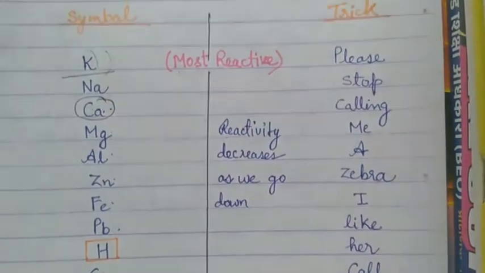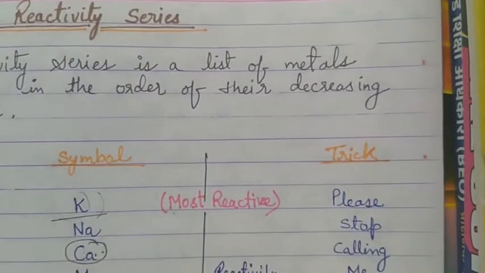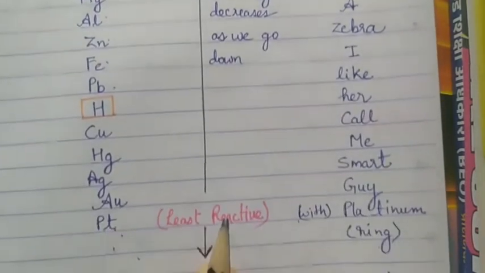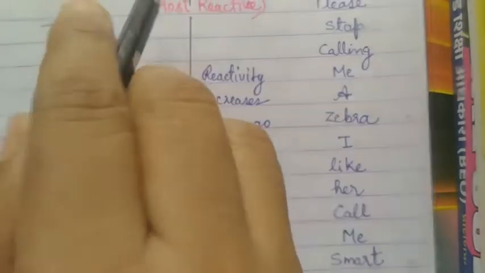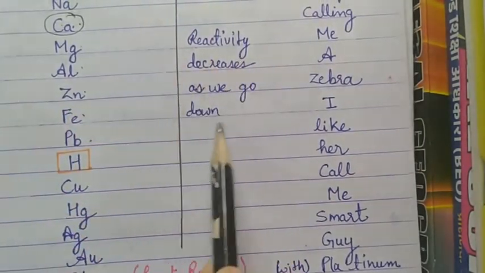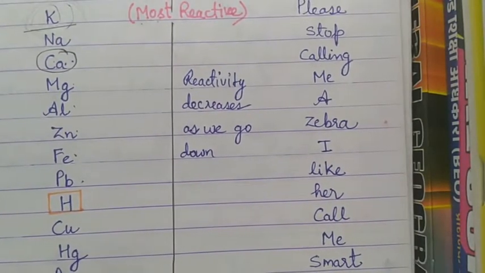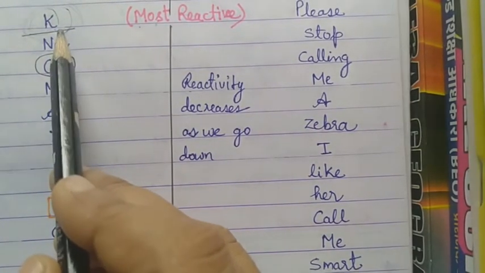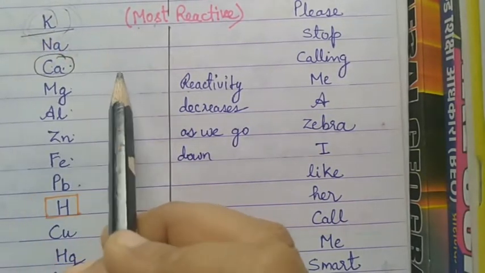So this was the reactivity series of metals which you have studied in the previous video. In this, the metal placed on the top was the most reactive metal, and the metal placed down in the series is the least reactive metal. As we go from up to down, the reactivity decreases. So, children, we studied that when a metal is more reactive, it displaces the less reactive metal from its salt solution.